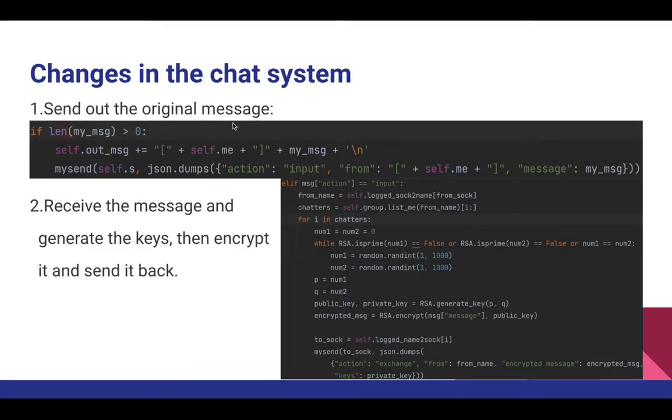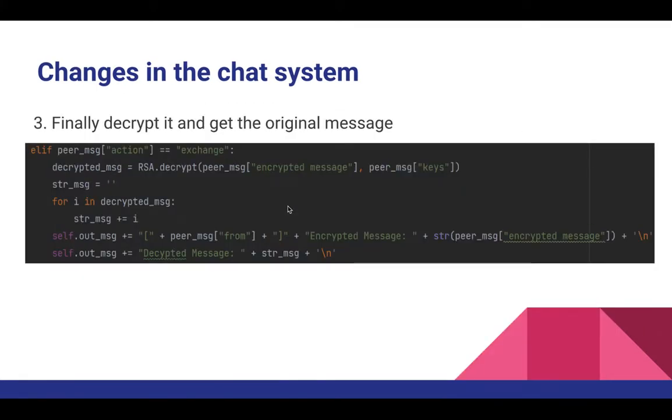So there are some major changes in the chat system. First, it's the sending out of the original message. It's here, and then it receives the message and generates the keys, then encrypts it and sends it back. And the last is to finally decrypt it and get the original message and print it out on the chatting system, so people can see it on the screen.